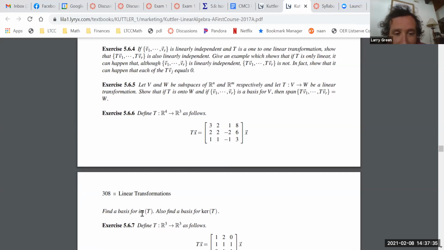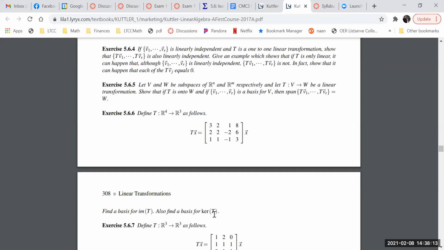And then it says find a basis for the image of T and also find a basis for the kernel of T. Okay. So to do that, what's our first step? I think we should try and find T. Well, we have T. You definitely don't want to get more complicated than its matrix. Here's a hint. 4 letters. RREF. Good. RREF.